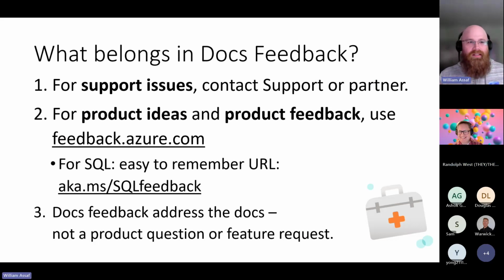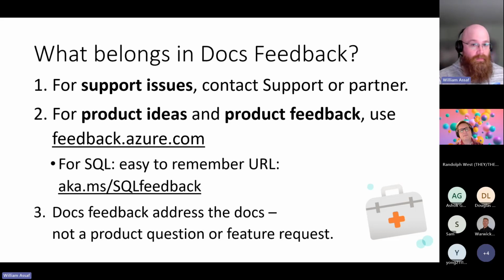Okay. To be clear, let's talk about docs feedback. We kind of touched on this a little bit in the question earlier. What belongs in docs pull requests, right? For support issues, contact support and a partner. So there are the feedback options we're talking about. We're talking about creating a pull request in GitHub. There's no SLA. We're not Microsoft support. We're not going to help unbrick your server or something like that. If you're having a problem, an unexpected behavior, an outage, a production issue, you need troubleshooting, contact Microsoft support or your support partner. The stuff that we're talking about is not going to offer that kind of thing.